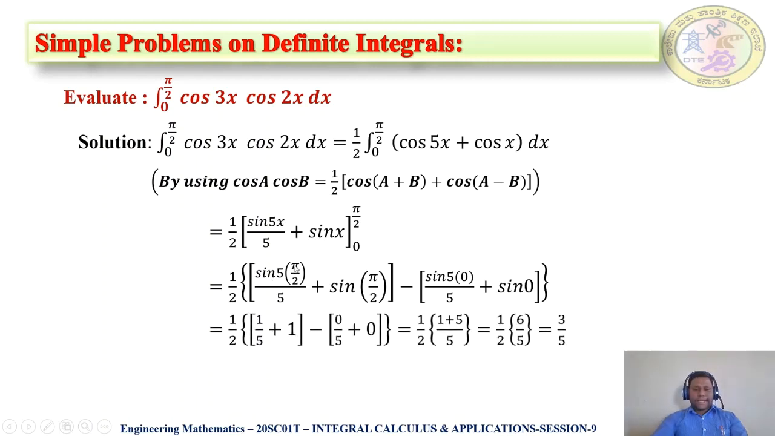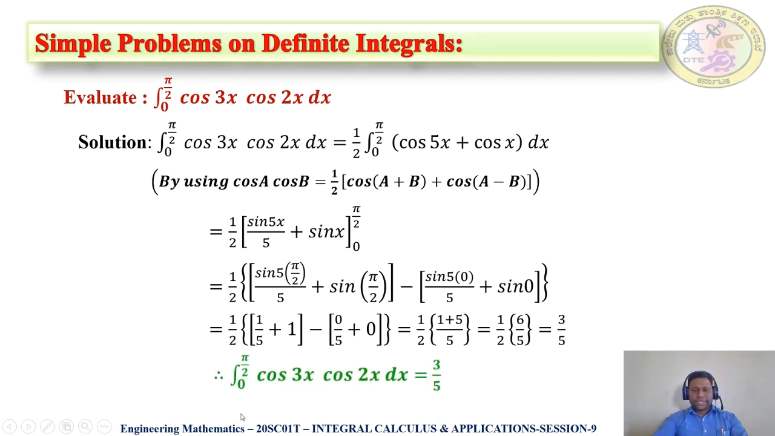So sin 5 pi by 2 value is 1, so 1 by 5, plus sin 90 is 1. Similarly, here sin 0 is 0, here also sin 0 is 0. So this whole term becomes 0. It remains with 1 by 5 plus 1. Here the LCM will become 5. 5 into 1 is 5 plus 1, so we get 6 by 5, and with the 1 by 2 outside, that is 3 by 5.